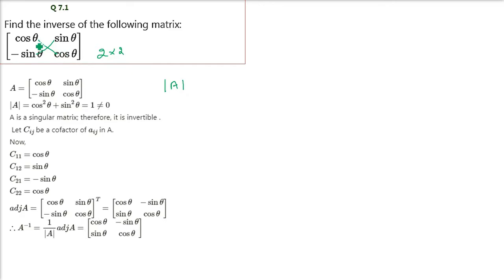So just cross multiply: cos into cos, that is going to be cos square theta, and sine into sine is sine square theta. We already have a negative sign, so minus minus will become plus. So cos square theta plus sine square theta is equal to 1. So this determinant is equal to 1, not 0, so A is a non-singular matrix.